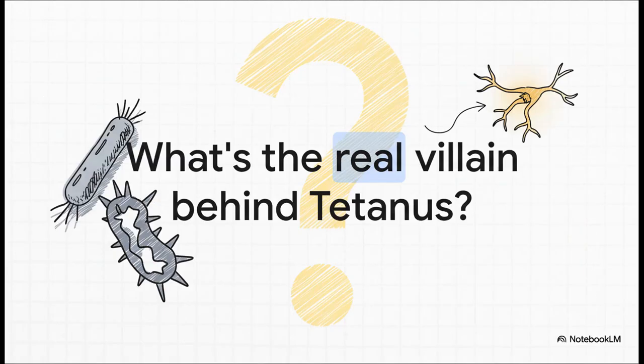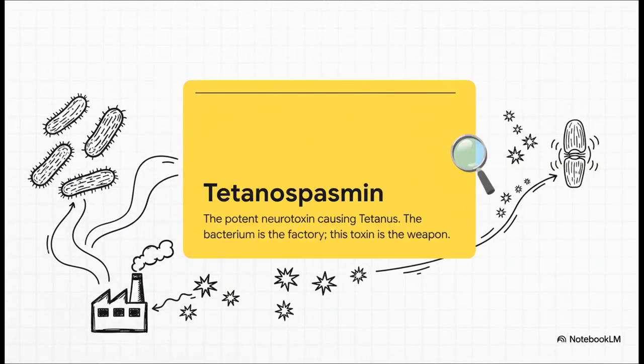So, if I asked you to name the villain behind tetanus, you'd probably say the bacterium Clostridium tetani. And, well, you'd be partly right. See, it's at the scene of the crime, for sure, but it's not the one actually pulling the trigger. The real killer is something much, much more insidious. So meet the true villain of our story, a neurotoxin called tetanospasmin.